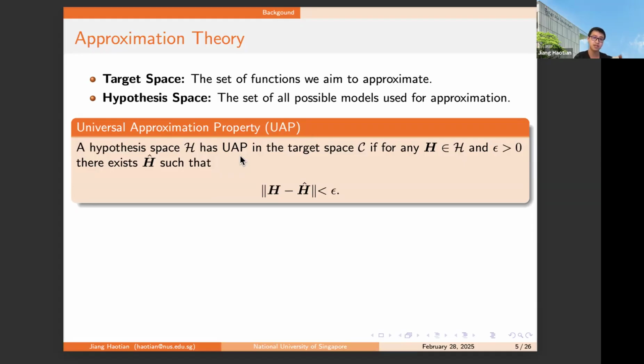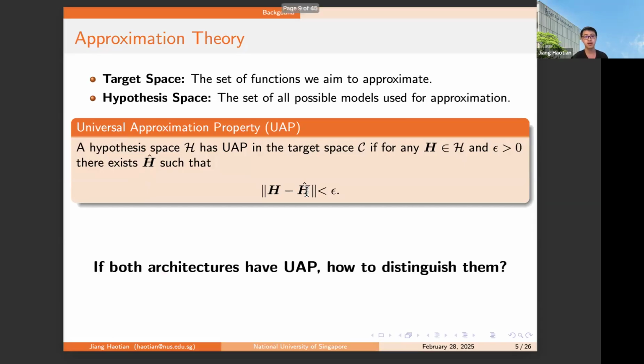So for UAP, we can say that a hypothesis space H has UAP in a target space C if for any target from the target space, there exists some H from the hypothesis space such that they are close enough. And actually, all the architectures I just talked about, for example, the RNN, the SSM, the transformers, they all have UAP in some appropriate target space. So we want to consider if both architectures have UAP, how can we distinguish them?